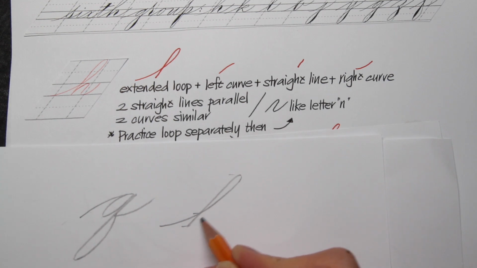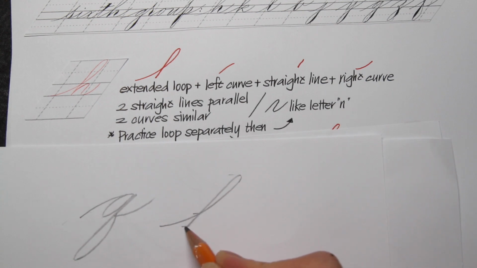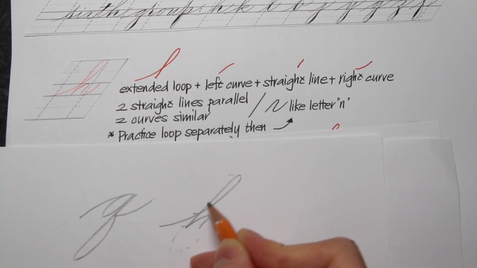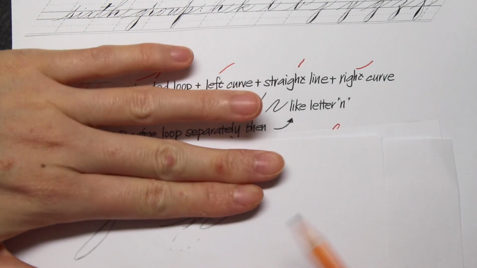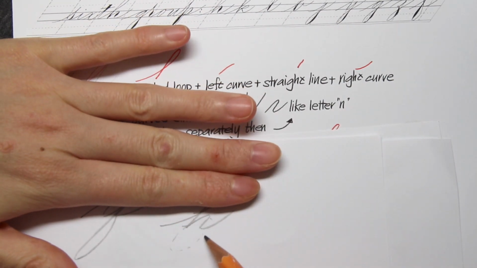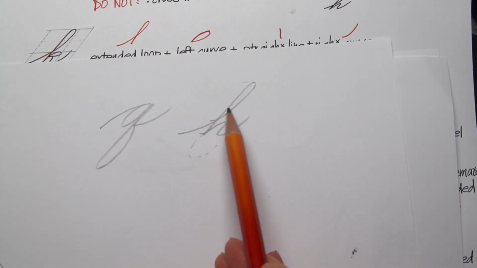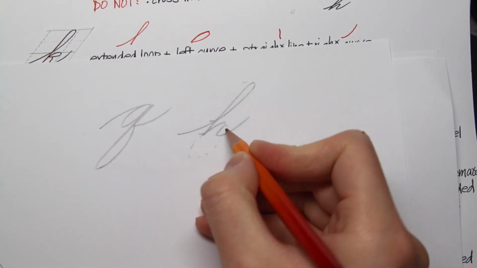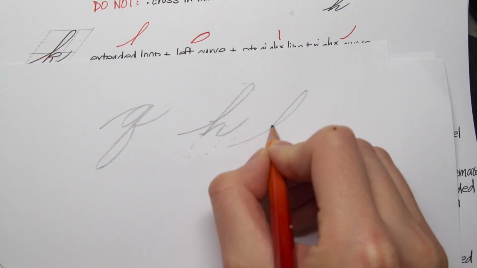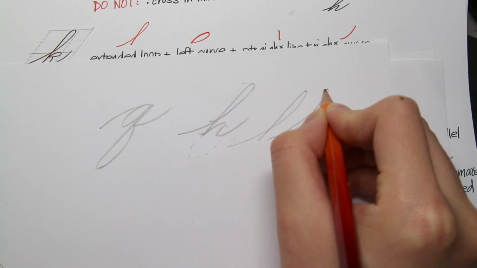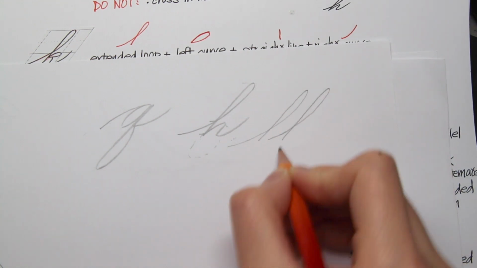Now, left curve up. Remember, no retracing. So once your pen hits the bottom, left curve up. Little oval that you can see in your head. Straight line parallel to this. Right curve up. If you cover up the extended loop, you should have your letter N. Practice your loop separately so that you have the rhythm to push your loops up high, come down, and try to make them stay consistent.